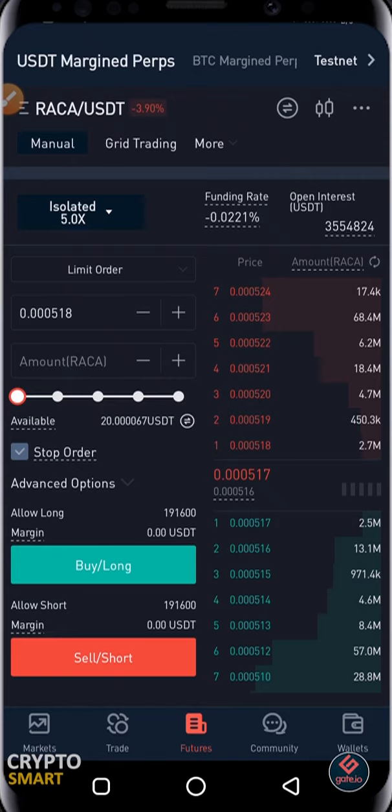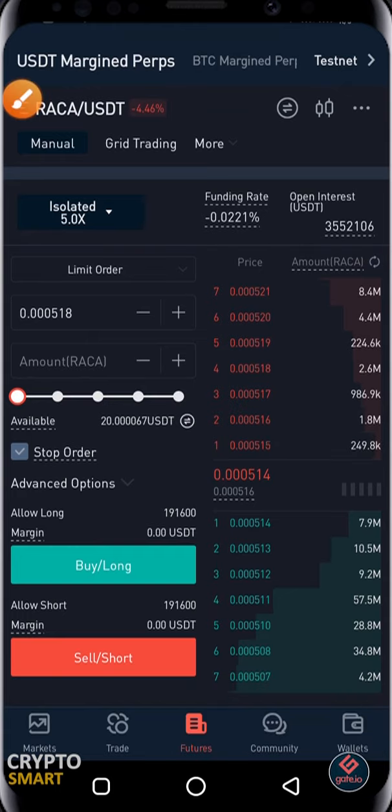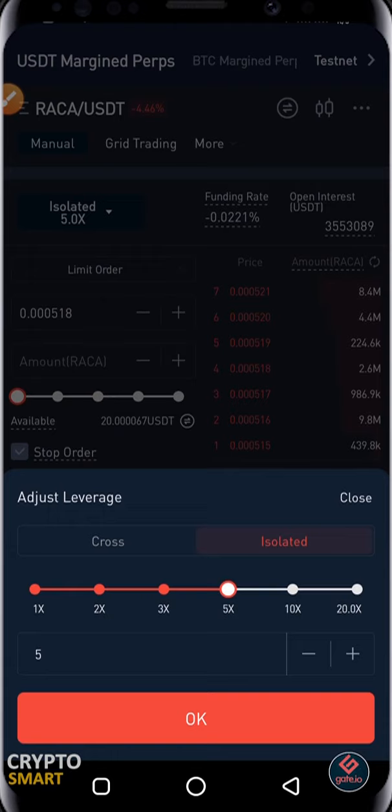Once you've transferred, you notice that the amount you have on your futures account is reflected. So this is it, you see it as available. Now, the next thing you're going to do is to make sure that in this section that says cross and isolated, you select isolated.